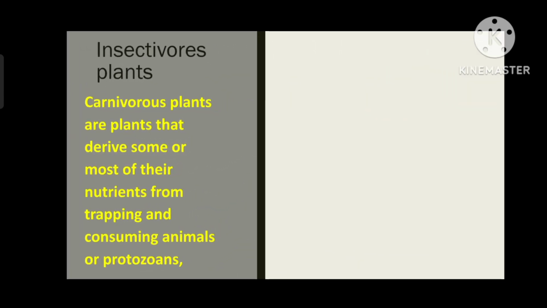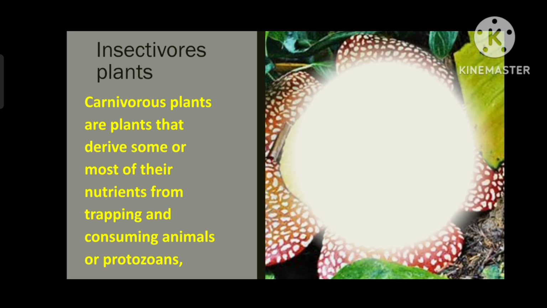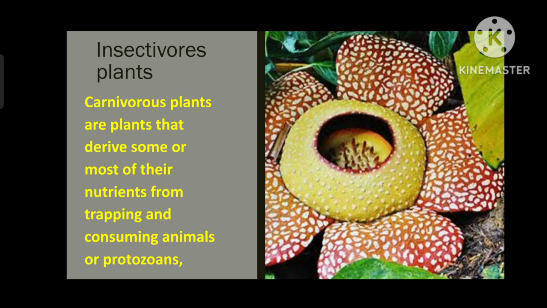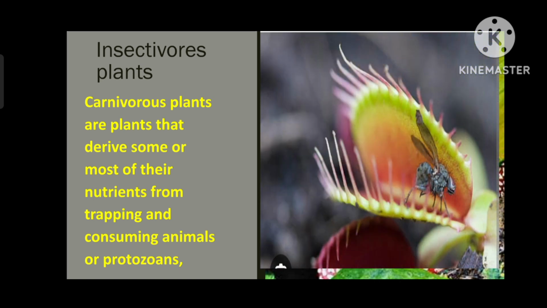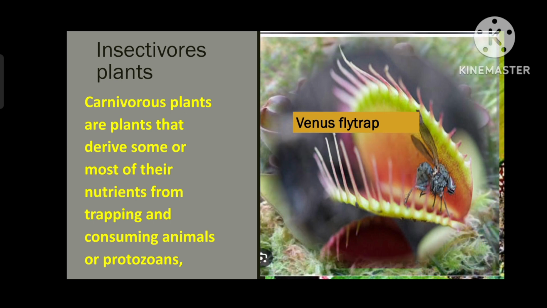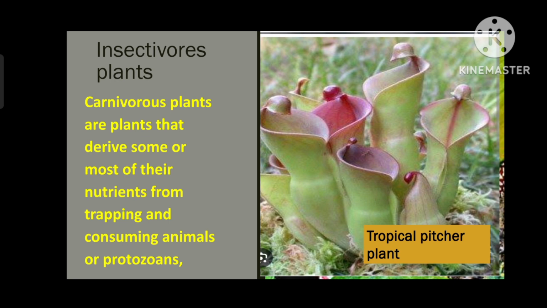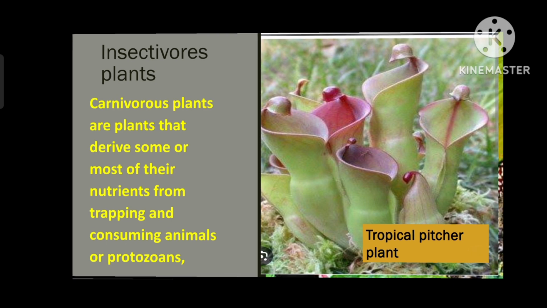Insectivorous plants. Insectivorous plants are also called carnivorous plants. Carnivorous plants are plants that derive some or most of their nutrients from trapping and consuming animals or protozoans. Venus flytrap and tropical pitcher plant are insectivorous plants.